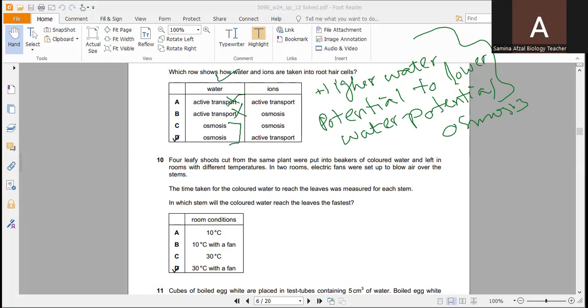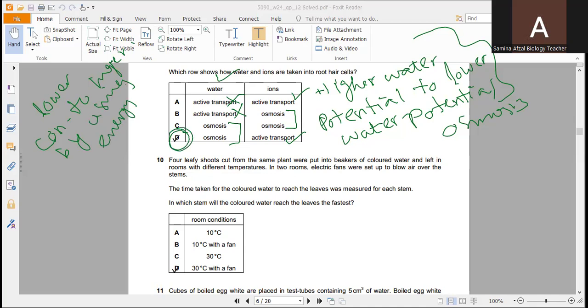And ions will not move by osmosis; they can only move by active transport because they have to move from a lower concentration to a higher concentration, or against the concentration gradient, by using energy. So according to this, D is the correct option.